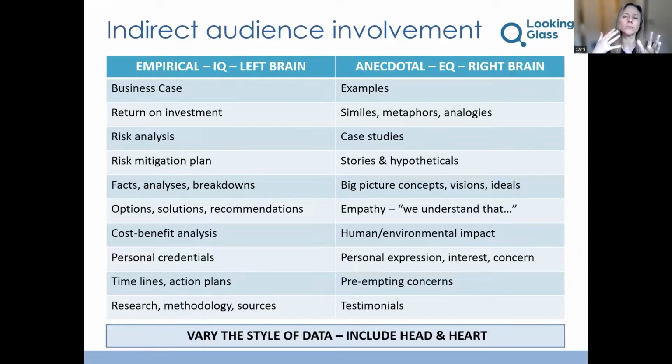On the right-hand side, which is what we may not give as much consideration to, this is where we want to include examples and similes and metaphors and case studies, stories, hypotheticals we just talked about, big picture concepts and visions. This is where analogies really come in handy. Empathy. We understand some of you may be feeling a bit nervous about this, or this may be a bit uncomfortable. It's more personal, the right brain stuff, the EQ stuff. What's the human or the environmental impact? We may not have stats around that. That would be left brain. Great if we can include those, but there may be some anecdotal stuff as well.